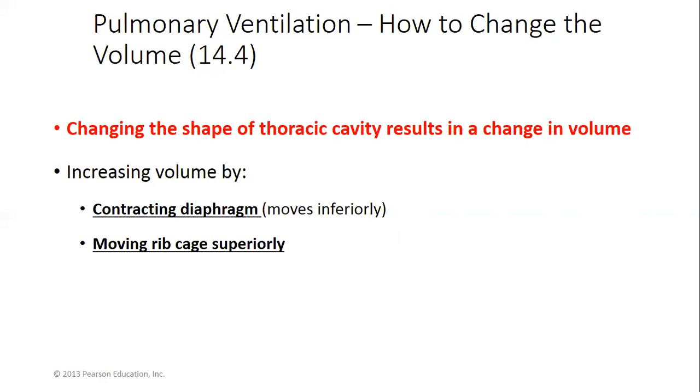And when it contracts, that bowl upside down flattens out into a plate. So the contracting diaphragm moves inferiorly, flattens out, and moves the rib cage superiorly, up, kind of expanding the rib cage. Think about lifting your chest up, taking a big deep breath in. That increases the volume in the thoracic cavity.